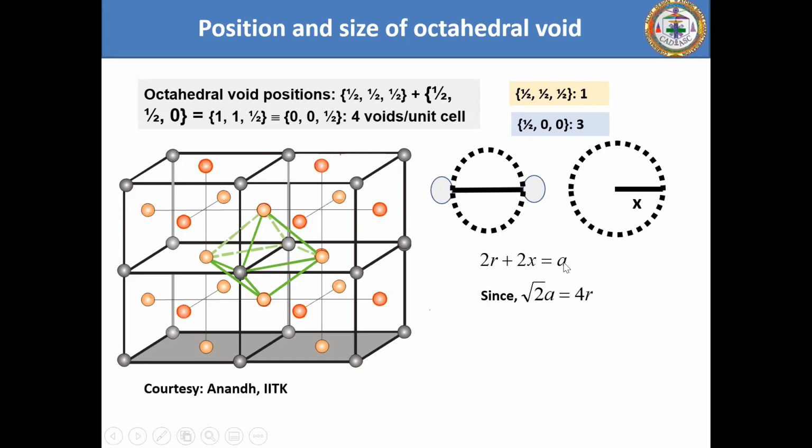Now the catch is this. In FCC, what is the relation between a and r, where a is the lattice parameter and r is the atomic radius? The atomic radius r is equal to root 2 by 4 a, or we can say a is equal to 2 root 2 r. That is in FCC. For BCC, do you know what the relationship is?